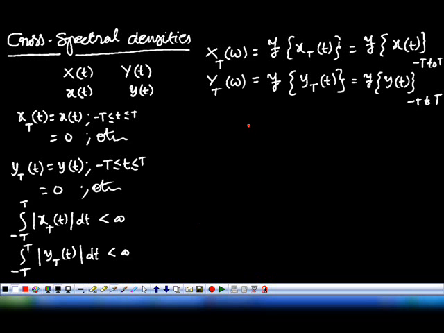Then consider this particular quantity XT of omega multiplied with YT star of omega. So if you assume both x of t and y of t are real, this YT star of omega is equivalent to YT of minus omega.